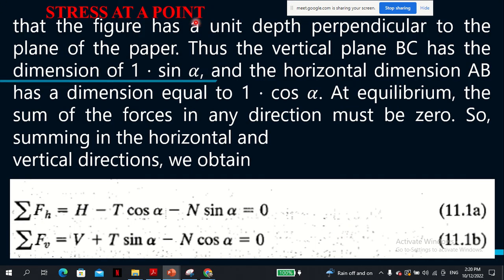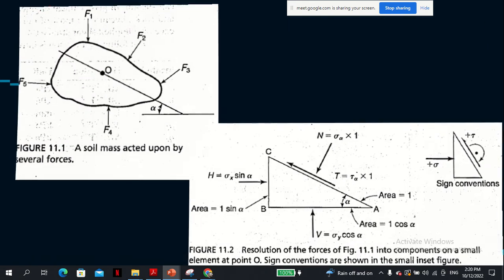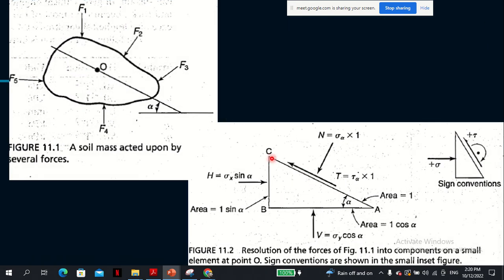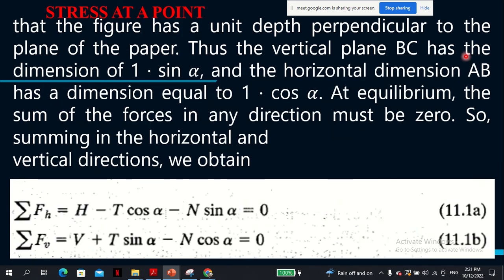So that the figure has a unit depth in the direction perpendicular to the plane of the paper. Thus, the vertical plane BC has the dimension of 1 sine alpha, and the horizontal dimension AB is equal to 1 cos alpha. So if this is 1, and this is 1 cos alpha, and this angle is alpha, then the area BC is 1 sine alpha, and area BA is 1 cos alpha. That's what this is trying to explain.